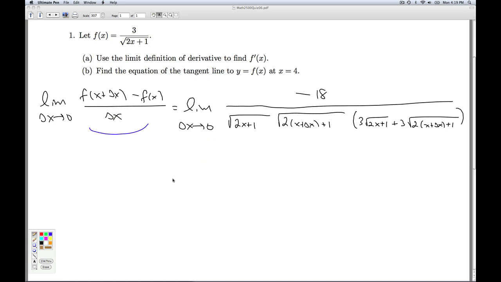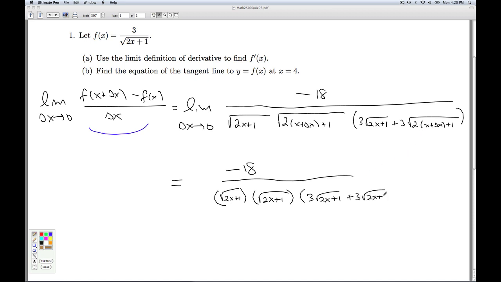At this point, I can substitute in delta x equals 0, and I get negative 18 over, here I get a square root of 2x plus 1. When delta x is 0, I get another square root of 2x plus 1. And what do I get over here? I get 3 square root 2x plus 1, plus another 3 square root 2x plus 1. So I got 3 of these and 3 more of them. That gives me 6 of them. 6 goes into negative 18 negative 3 times. And I have the square root of 2x plus 1 times the square root of 2x plus 1, which is 2x plus 1 times another square root of 2x plus 1.